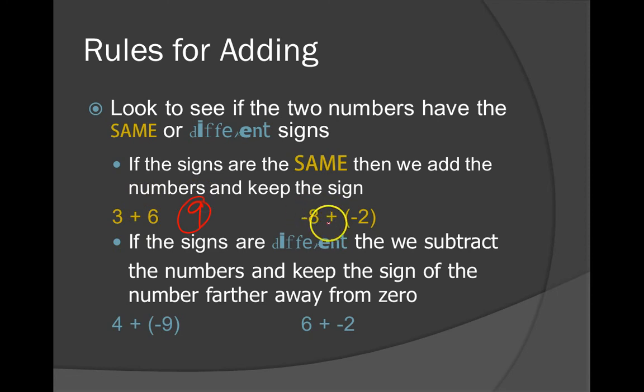If the signs are the same here, so we have negative 8 plus negative 2, the two numbers have the same signs. We add the numbers, 10, and keep the sign, negative. So that's how we do it if the signs are the same.